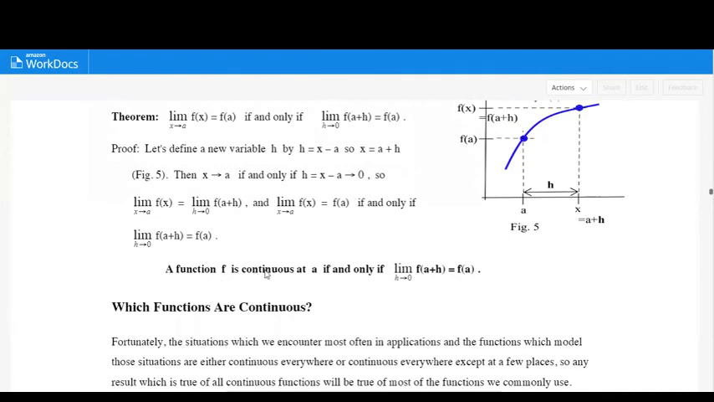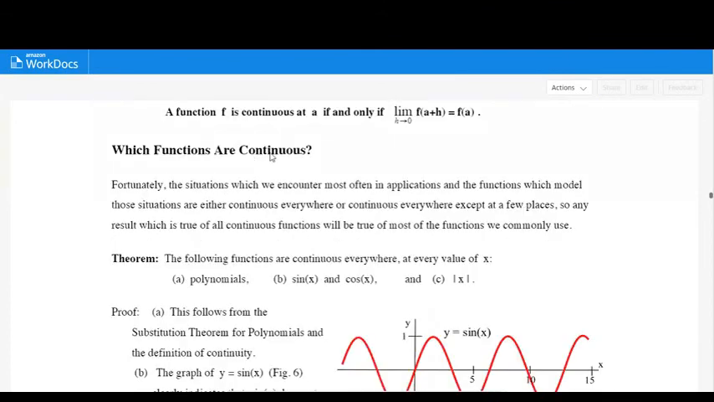A function f is continuous at a if and only if yung limit ni f of a plus h as h approaches 0 is equal to f of a. Kasi nga approaching 0 itong si h, so same pa rin siya sa kung ano yung value ni a dito. So equal siya sa pag-substitute mo directly sa given value of a doon sa function.